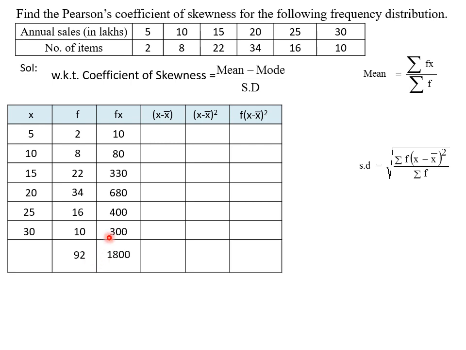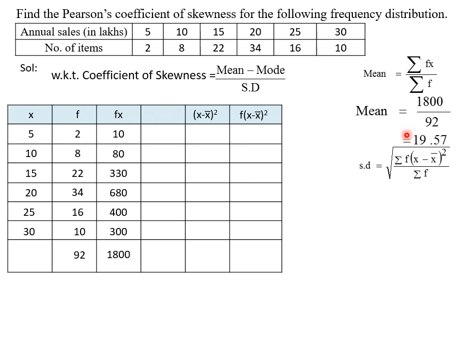Likewise, we have to do it for fx. If you add all the values of fx, which is nothing but 1800, that is sum fx. Now substitute these two values in the mean formula to get the value of x bar. So mean is equal to 1800 divided by 92. When you simplify, you are getting it as 19.57.